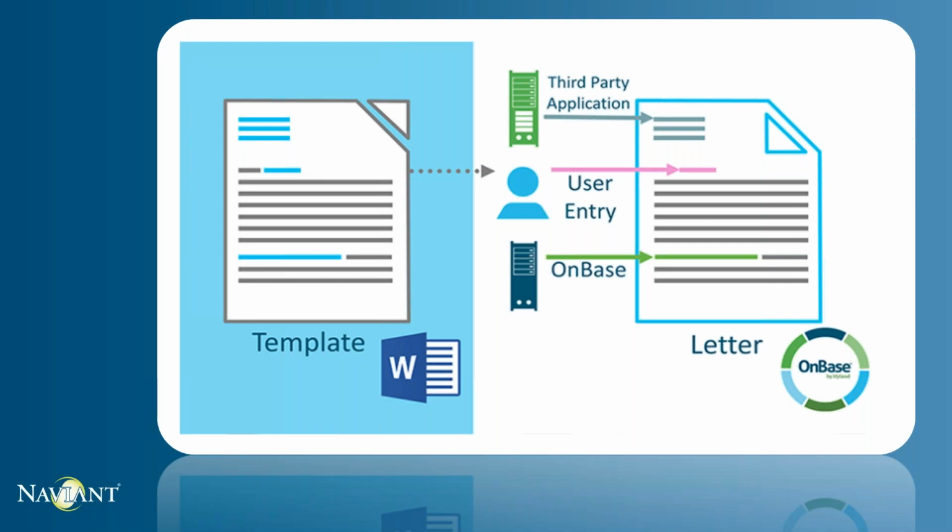Instead of searching for the person receiving the letter, copying and pasting their address, and properly changing their name and pronouns throughout the letter, document composition can be configured to do this work for you. We could query a third-party application to obtain the person's full address, and in this basic example, we can see that OnBase data and user entry is used to configure the other parts of the letter.